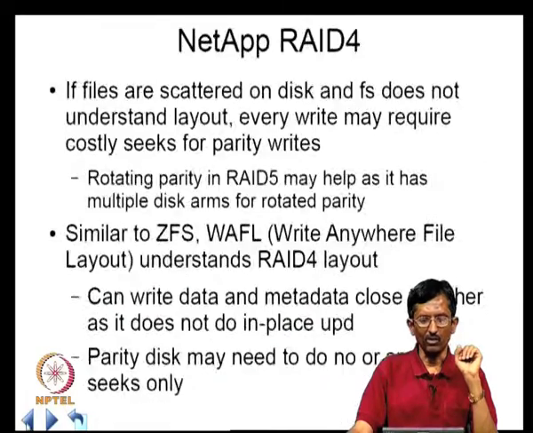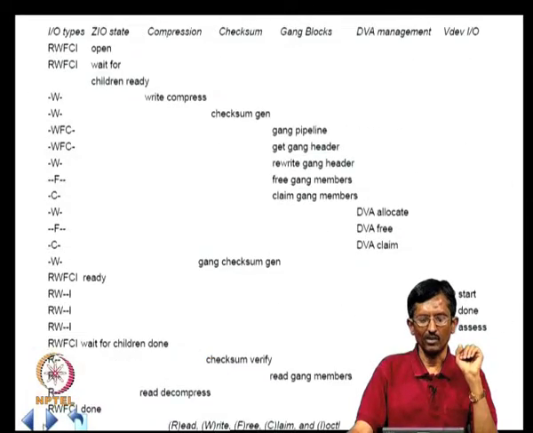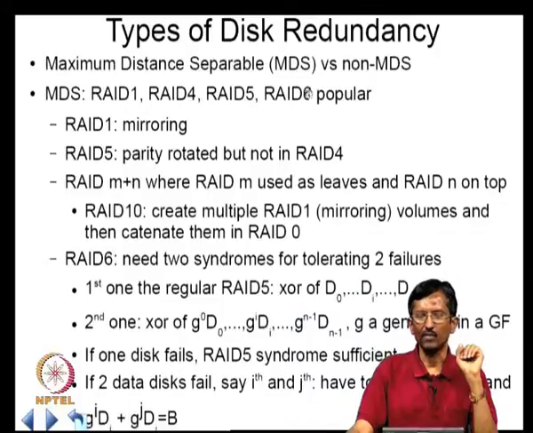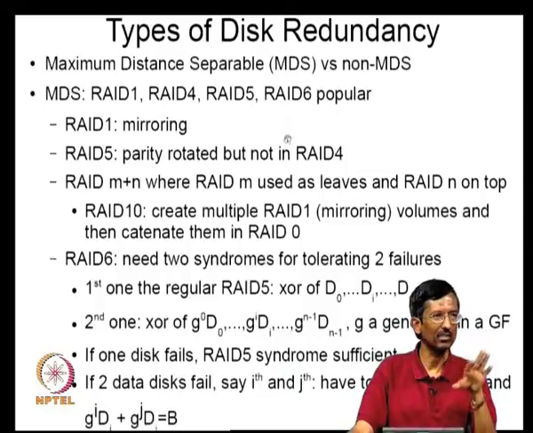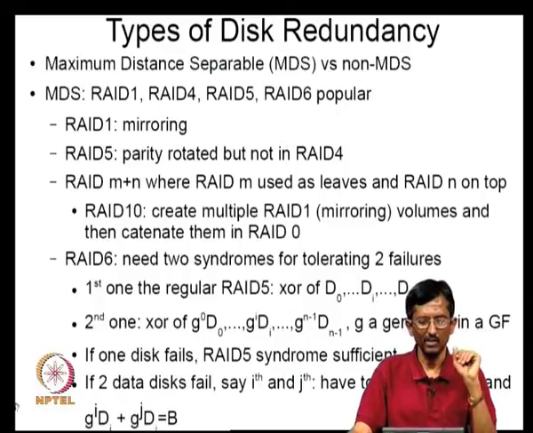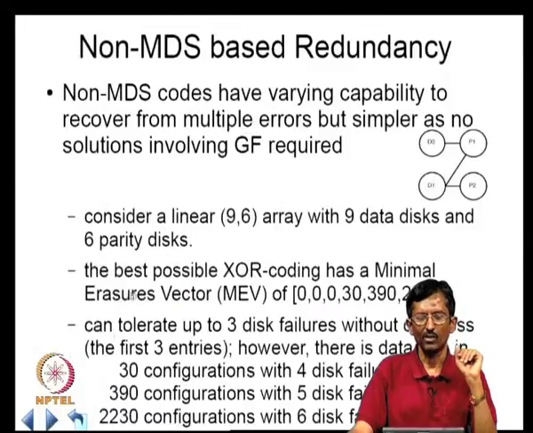Okay, so we talked about there are 2 types of redundancy models I mentioned. The one: RAID1, RAID4, RAID5, RAID6. They are systematic codes. That means that they are able to give guarantees saying that any 2 errors we can handle, any 3 errors we can handle, any 1 error we can handle, etc. Then there are other codes, the non-MDS. They have varying capability to recover multiple errors. But the good thing about this is that they are simpler, as there are no solutions involving Galois fields. This is slightly simpler.